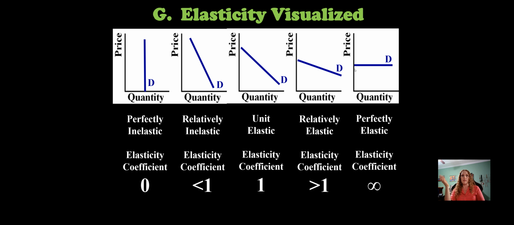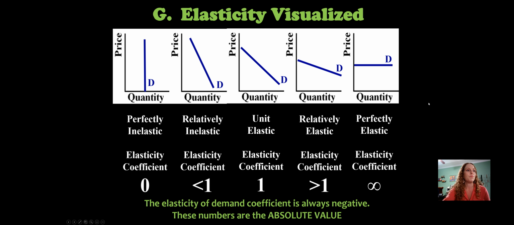Elasticity coefficient is infinite. And again, what this is showing you is that at this price, if we go up or we go down, then the quantity goes to none. So only at that particular price will people buy any of that particular good.